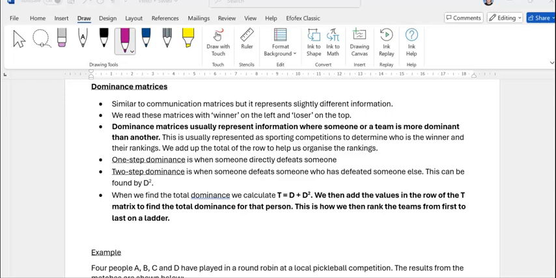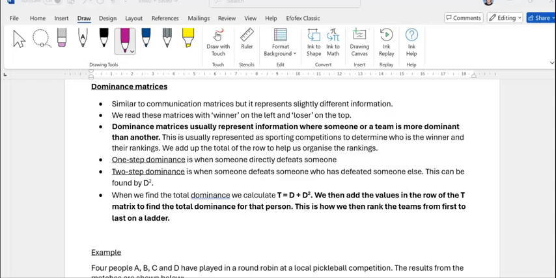Again, the D matrix in this case represents the one-step dominance, and if we square that matrix, D squared is the two-step dominance. Similar to communication, we find total dominance by calculating D plus D squared. Same idea: when we get to the end and find the little total vector, the person or team that's got the highest score is the dominant team or person. So we can rank teams in order from first to last on a ladder by using this method.